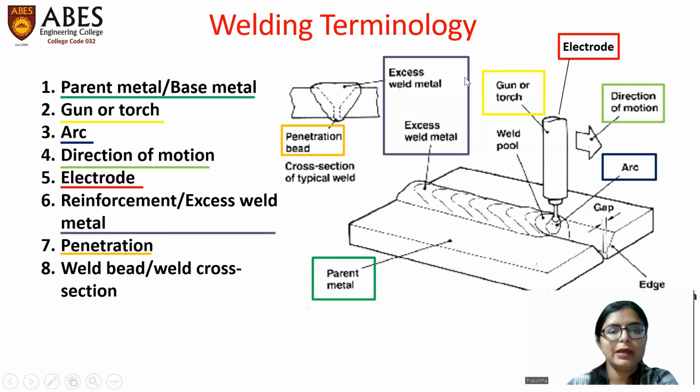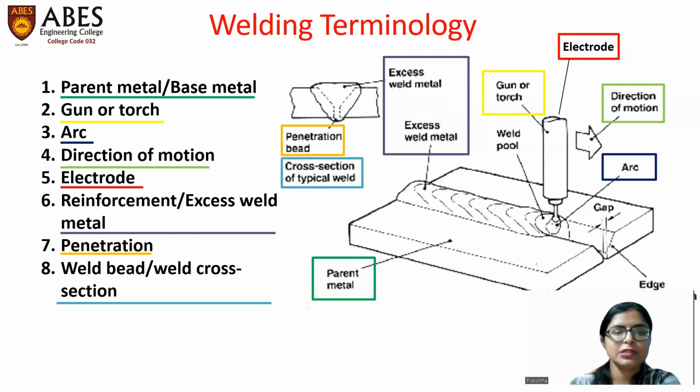Next is penetration. It should be, the weld material should be deposited till this line. So some material remains excess and it is deposited below this line, which is called as penetration. Next is weld bead or weld bead cross section. As I told you, when we cut this plate in transverse direction, we get this type of shape. This whole shape is called as weld bead. This is generally triangular shape. Not exactly triangular, but similar to triangle.